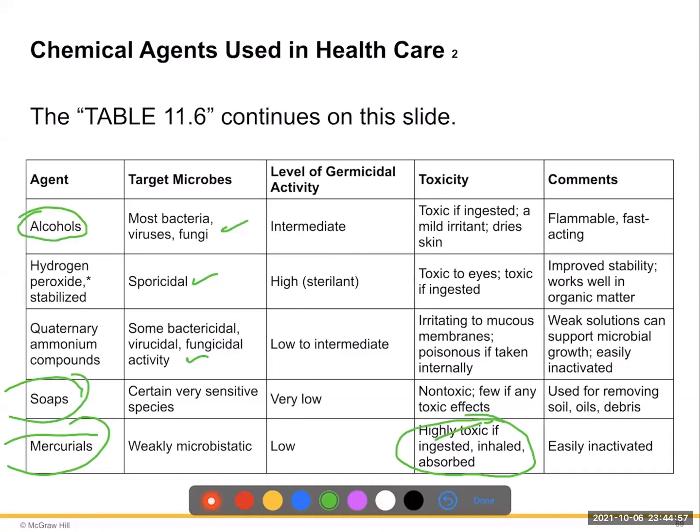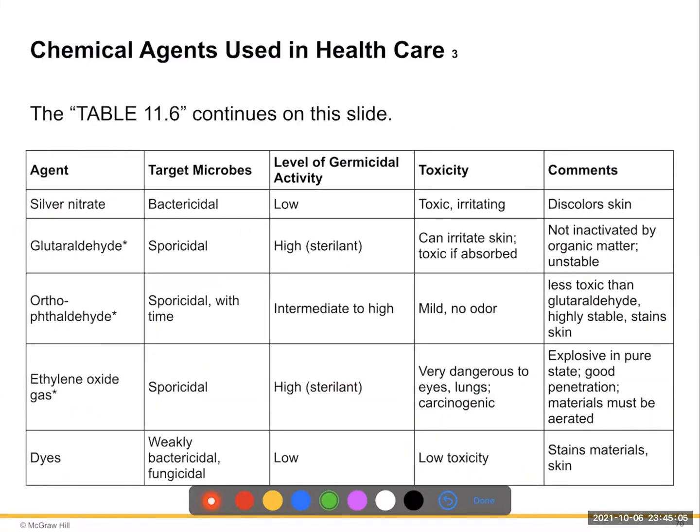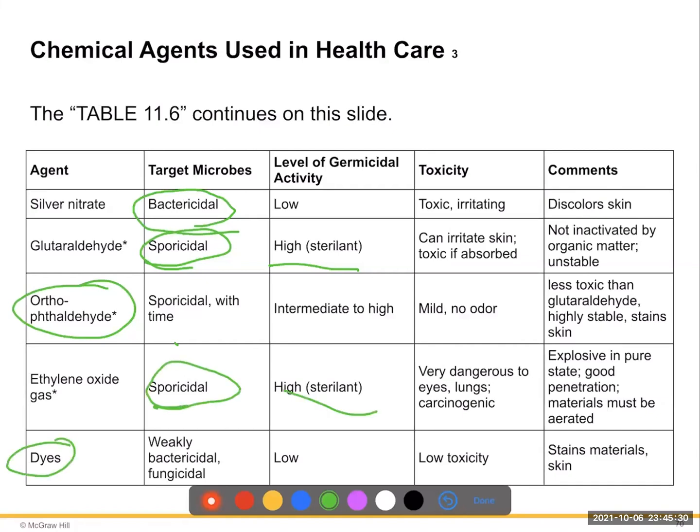The advantage of soaps, though their activity is very low, is that they're non-toxic. Very few of any toxic effects. Okay. Silver nitrate is bactericidal. It will kill bacteria. Okay. Glutaraldehyde is sporicidal. It's a high-level sterilant. Orthophthalaldehyde is sporicidal. It takes time to do it, though. Okay. Ethylene oxide gas is also sporicidal. It's also a sterilant. And different types of dyes are weakly bactericidal and fungicidal.